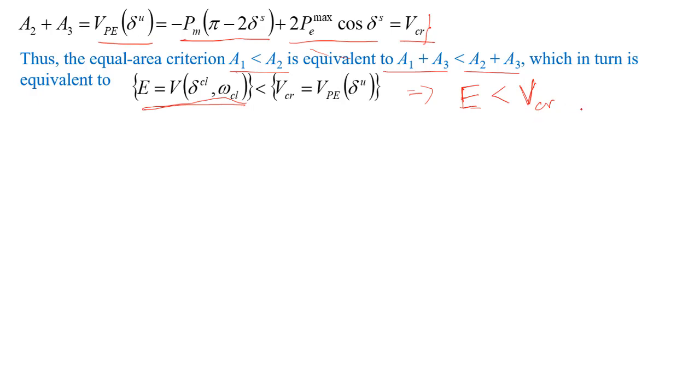So then your system is stable. So let us consider one example. Consider a single machine infinite bus system. This is the under faulted system.